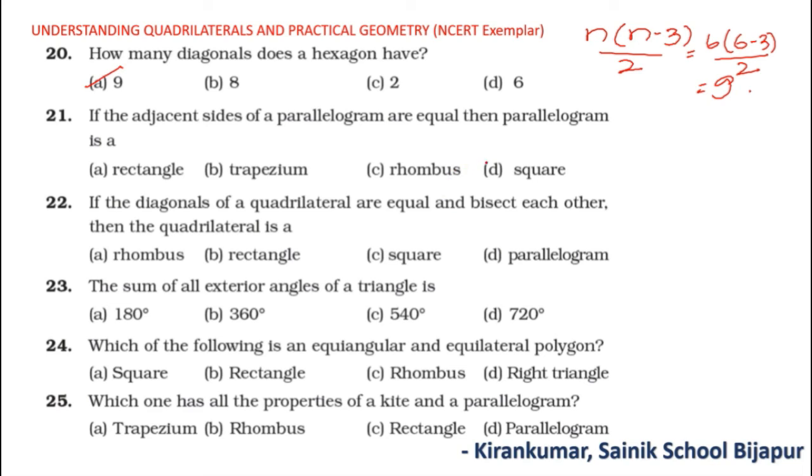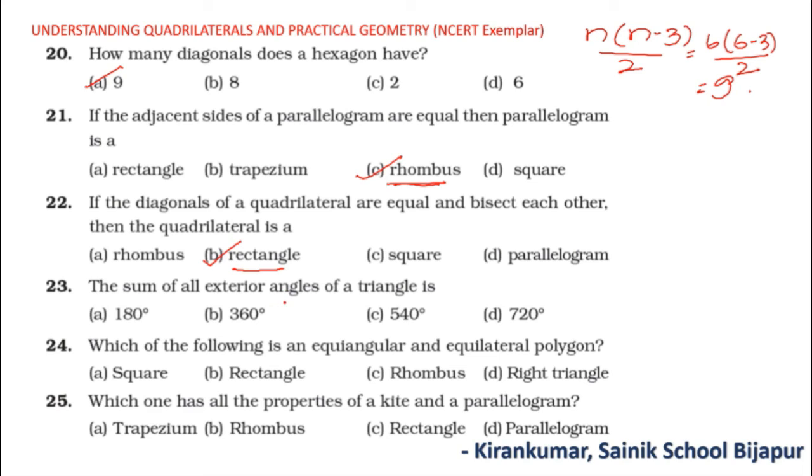If the adjacent sides of a parallelogram are equal, then the parallelogram is a rhombus, because adjacent sides are equal and it's a parallelogram. If the diagonals of a quadrilateral are equal and bisect each other, then the quadrilateral is a rectangle, because in a rectangle the diagonals bisect each other as well as they are equal.